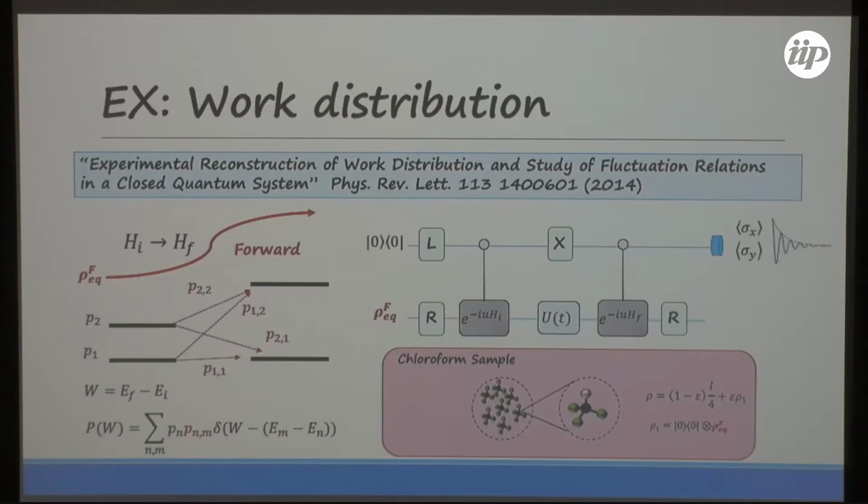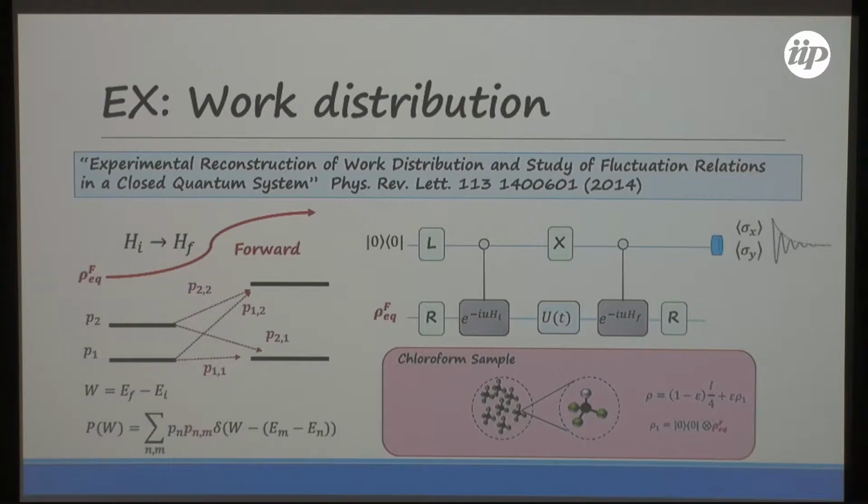Using these ideas, for example, we have performed this experiment. It was the first experiment in which we observed the work distribution, and also the fluctuation theorems. This was performed with Roberto Serra and Mauro Paternostro. The idea is to implement this circuit here to measure the characteristic function, and from that obtain the work distribution. To implement this, we need the auxiliary system in the state 0, 0, and the system here initialized in some equilibrium state.